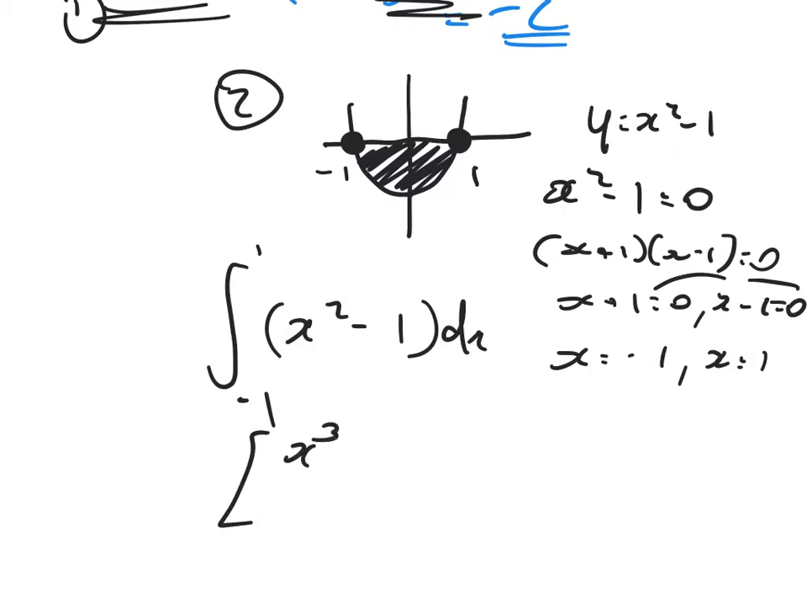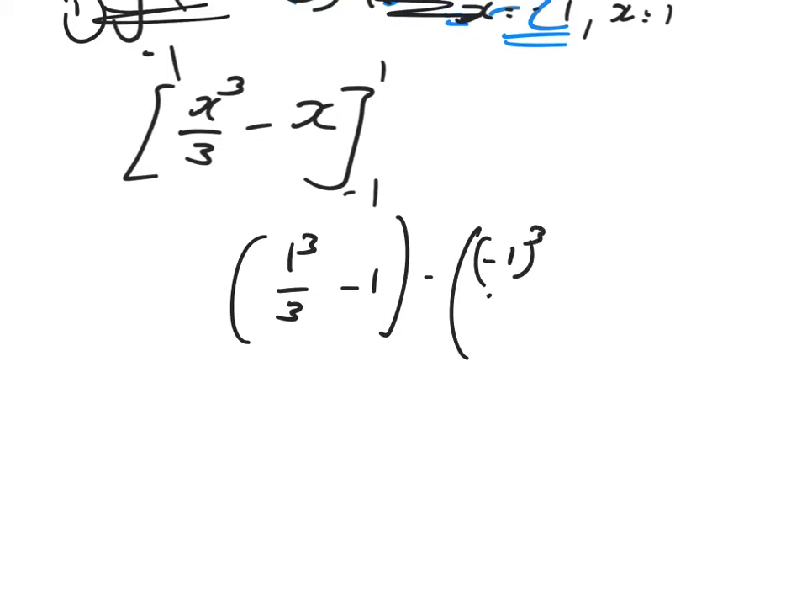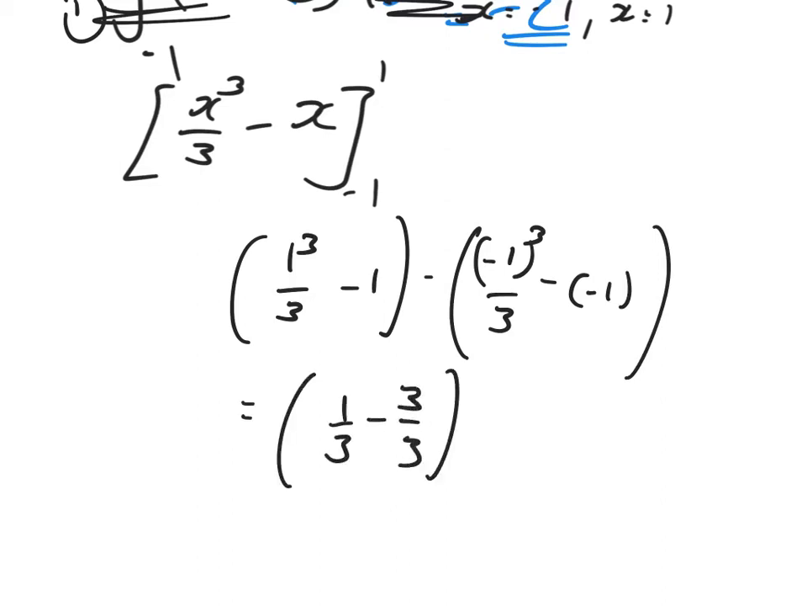So that's going to be x cubed over 3. Remember, if you integrate a constant, it becomes a constant x. Minus 1 will become minus x between 1 and minus 1. So that's 1 cubed over 3 minus 1, close the bracket, minus open up, minus 1 cubed over 3 minus 1. Okay, so that's 1/3 take away 3/3, minus 1 cubed is minus 1.